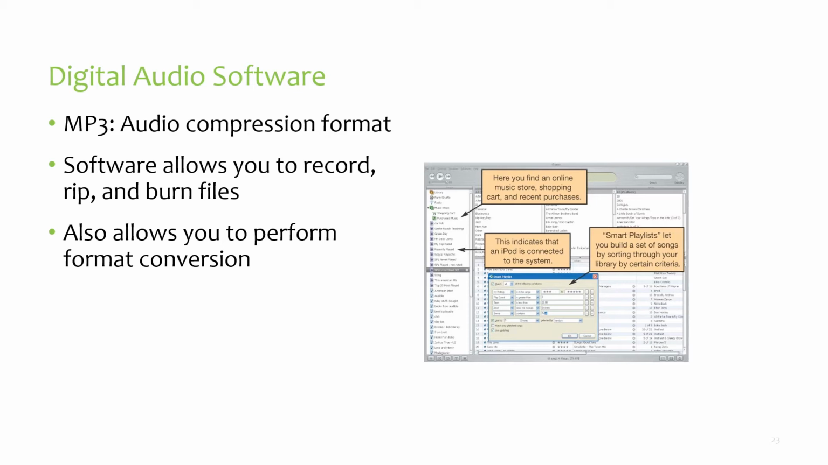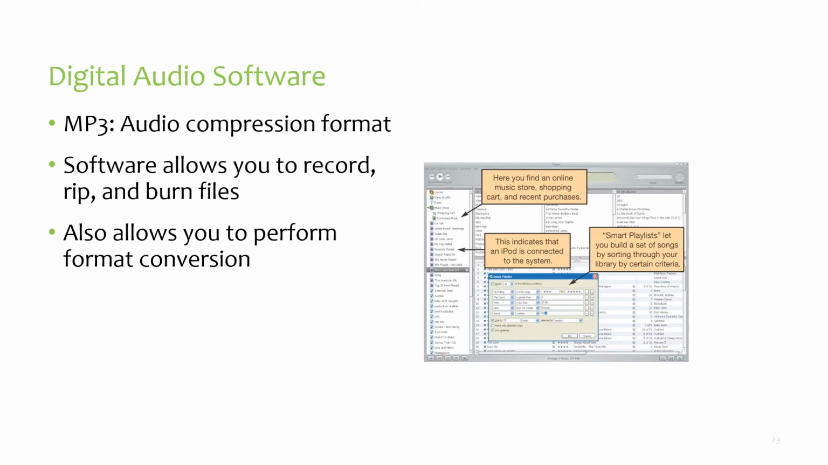MP3 recording allows you to record directly from streaming audio and other software or microphone sources to MP3 format. Ripping allows you to copy CDs and encode them to MP3 format. MP3 burning allows you to record MP3 files onto a CD. CDs store between 10 and 15 songs in uncompressed format. In MP3 format, the same CD can store between 100 and 180 songs.